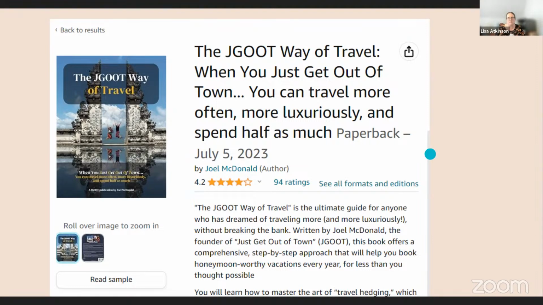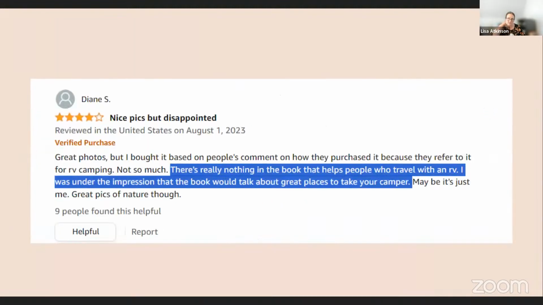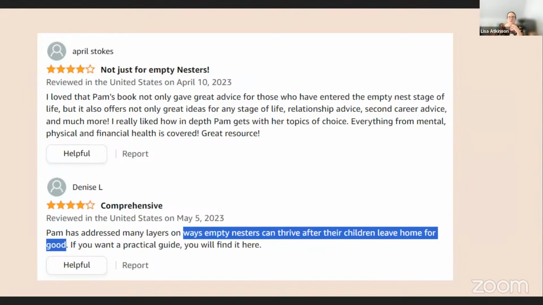So this is a travel search, and sometimes you'll find like 94 ratings may or may not have good content. This particular one talked about, there's really nothing in the book that helps people with travel with an RV. Wow. So we just found an area that people have said they want more content in. I was under the impression the book would talk about great places to take your camper. If this is your jam, if you like travel and RV and that sort of thing, this is a really great idea that popped out here.